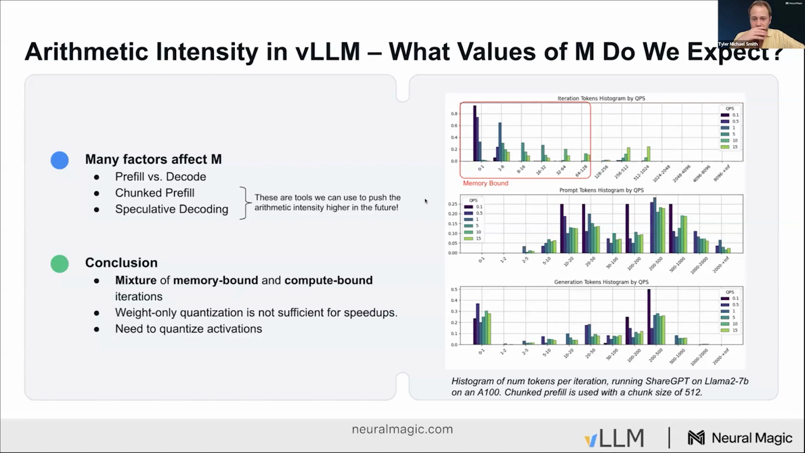The plot that we have here is from ShareGPT. What we see is that we're not in a compute bound regime and we're not in a data movement bound regime. We're in a mixture of both, which means that weight only quantization isn't sufficient for speedups, and we need to quantize activations. We also need to get compression out of the weights, but it's not sufficient to only do that.